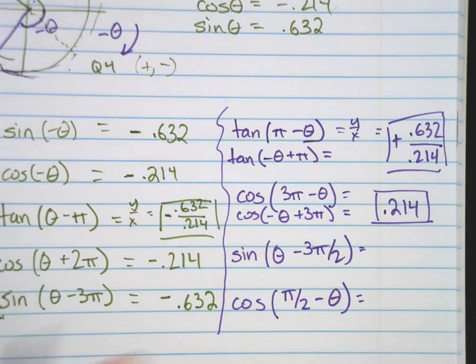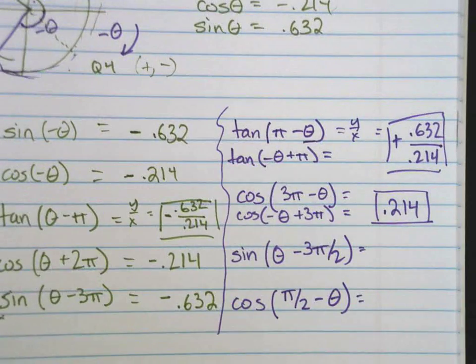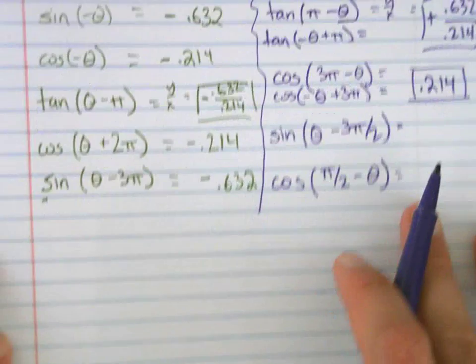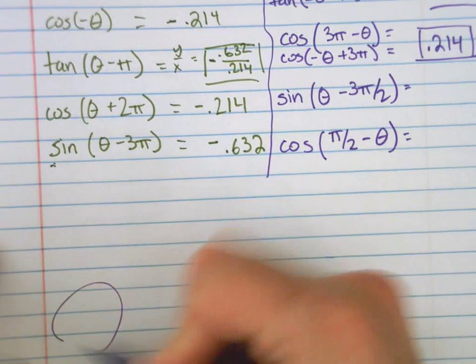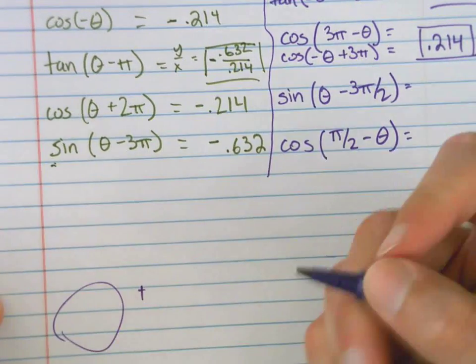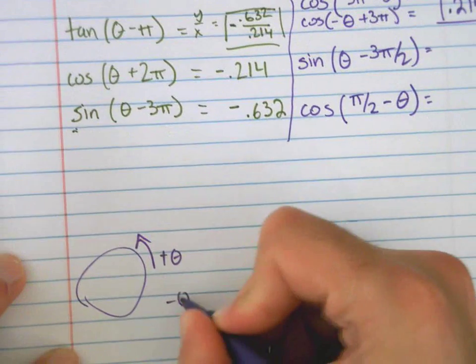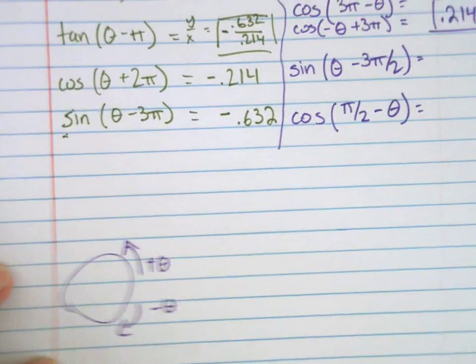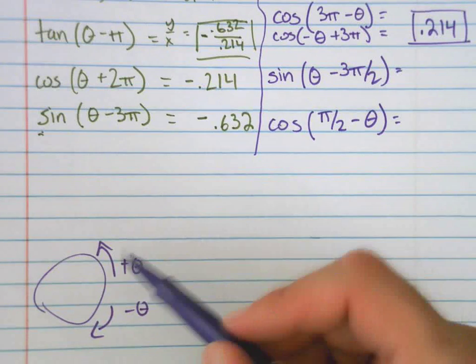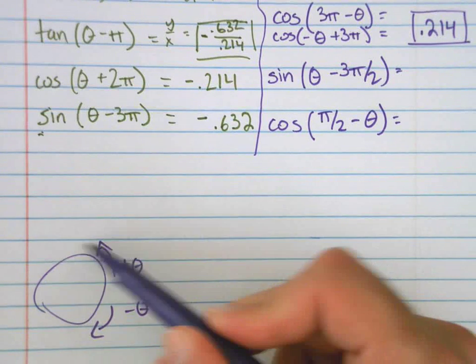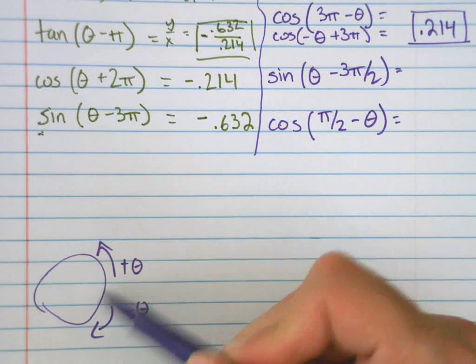But let's summarize some of the things that we've done so far. So here's the picture again. Going a positive angle means I'm going this way. Negative angle means I'm going that way. And that's what I was looking for on the quiz, right? So positive is counterclockwise. Negative theta means I'm going clockwise. That's one summary.